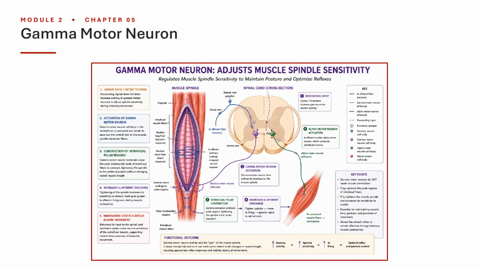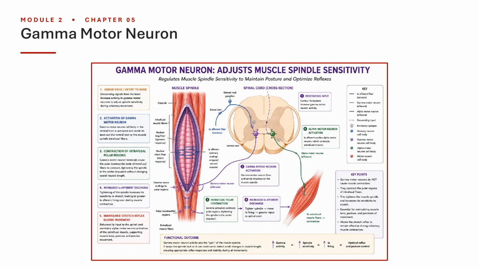Here you can see the gamma motor neuron in anatomical context relative to the alpha motor neuron and the muscle spindle. Notice that both neurons originate in the ventral horn and exit through the ventral root. They travel together in the peripheral nerve, but they diverge at the muscle. The alpha motor neuron terminates on extrafusal fibers. The gamma motor neuron terminates on the polar ends of the intrafusal fibers. The intrafusal fiber has three regions: two contractile polar ends, innervated by the gamma motor neuron, and a central equatorial region that contains the sensory ending of the 1A afferent. When the gamma motor neuron pulls on the polar ends, it stretches the equatorial region, increasing spindle sensitivity.